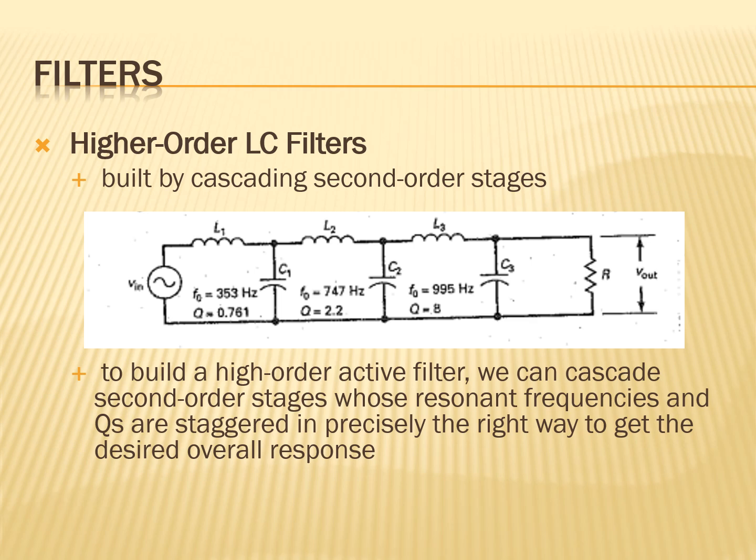So here we have higher order LC filters. This is built by cascading second order stages. So this is one second order, this is the second order, and we have the third second order. If we're going to count, we have 3 inductors and 3 capacitors, so that is equivalent to 6. Therefore, this is equivalent to 6th order. So 6th order is built by cascading 3 second order stages.